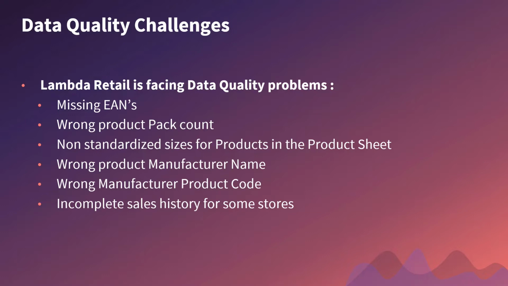So that's a big problem because size is important when you talk about logistics. There are a lot of wrong product manufacturer names. They're not standardized. And a lot of manufacturer product codes are missing as well. And they realized they had an incomplete sales history for some stores and some weak signals, wrong signals as well, in their sales history. So that is what we're going to do today with Talend. We're going to fix all those problems.